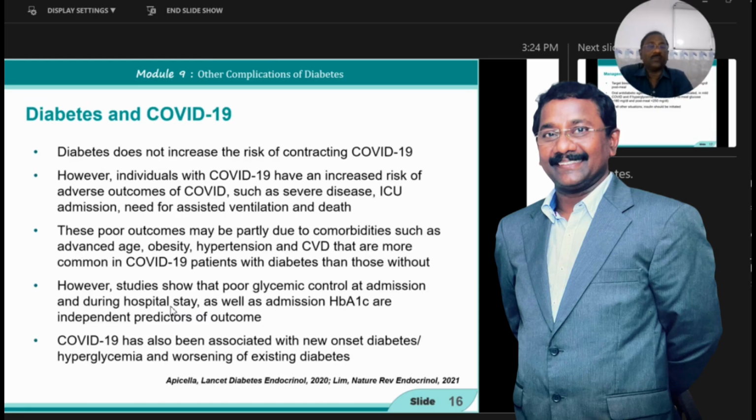So we all faced a dreaded epidemic so far, COVID-19. Crores of people have died because of the COVID-19 infection. Diabetes does not increase the risk of contracting COVID-19, but individuals with diabetes who get COVID-19 have an increased risk of adverse outcomes, such as severe disease, ICU admissions, need for assisted ventilation, and death.